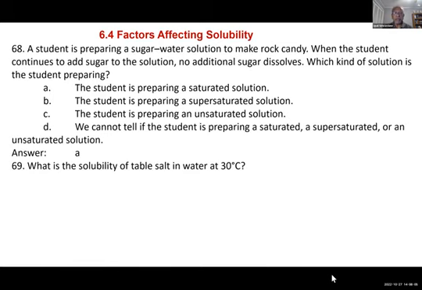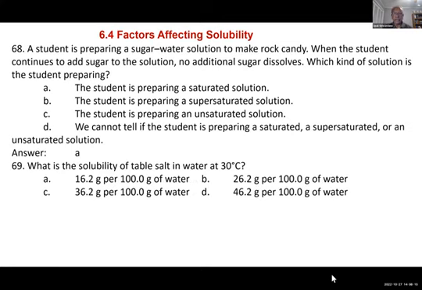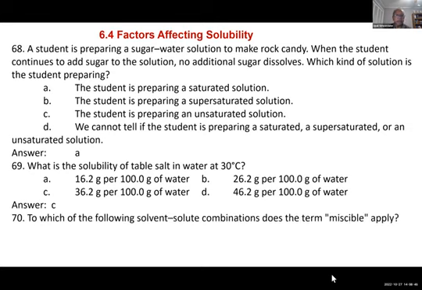What is the solubility of table salt in water at 30 degrees Celsius? 30 is about room temperature. So what is the solubility of salt? 200 grams, 16 grams, 36. I think it's highly soluble. C. So 36, I'm not sure. You had to look it up in the solubility table.